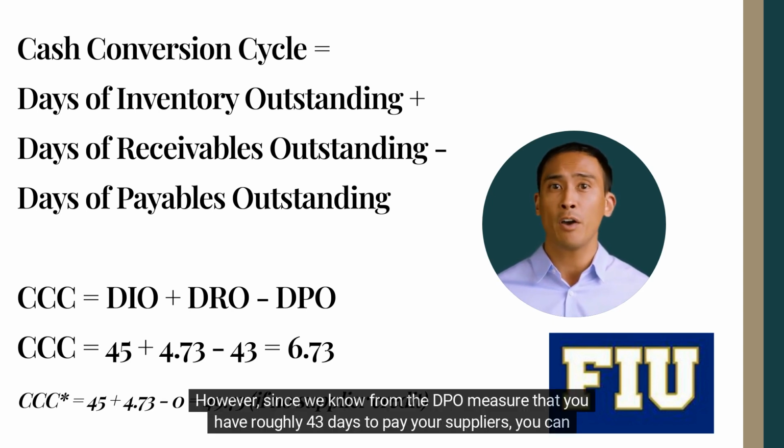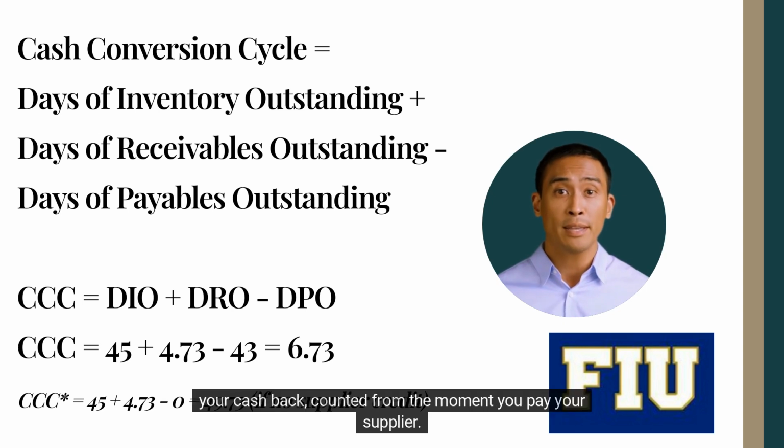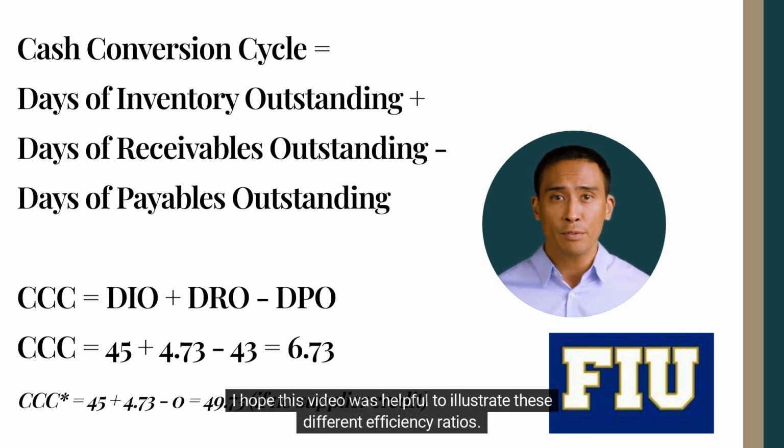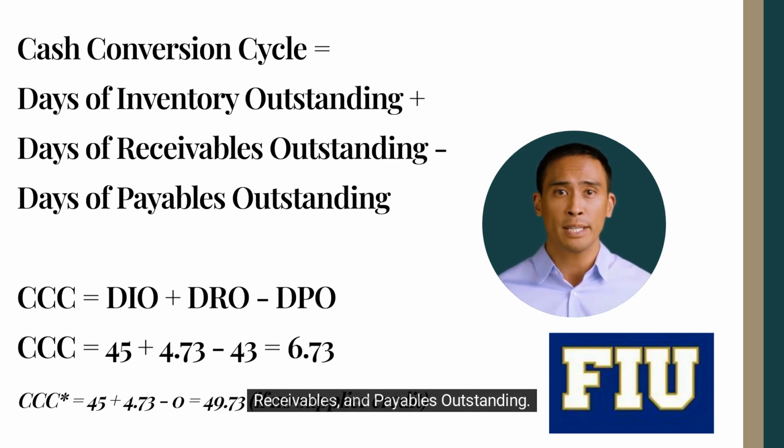However, since we know from the DPO measure that you have roughly 43 days to pay your suppliers, you can pay your supplier 43 days later, and for that reason, you only need to wait roughly 6.73 days to receive your cash back, counted from the moment you pay your supplier. I hope this video was helpful to illustrate these different efficiency ratios. We so far covered the inventory, receivables, and payables turnover and the associated days of inventory, receivables, and payables outstanding.